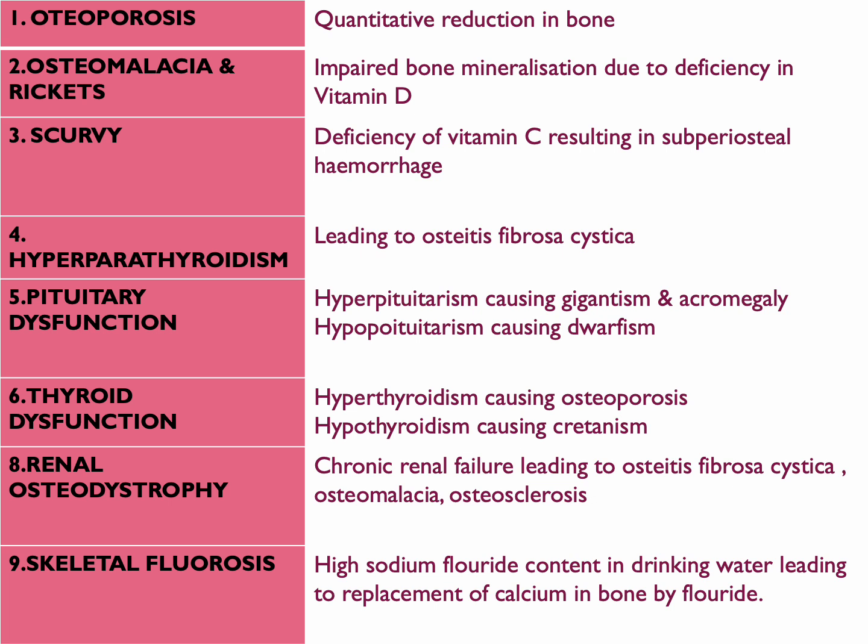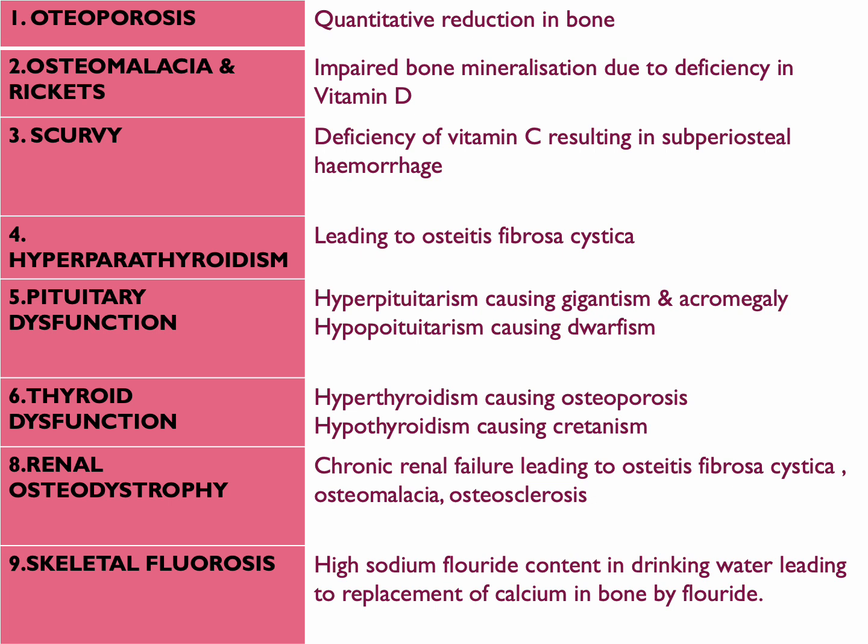So first one is osteoporosis. Osteoporosis is basically a bone disease that develops when the bone mineral density and the bone mass decreases. So basically there is quantitative reduction in the bone.